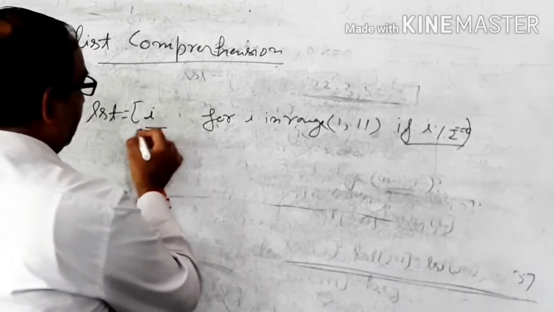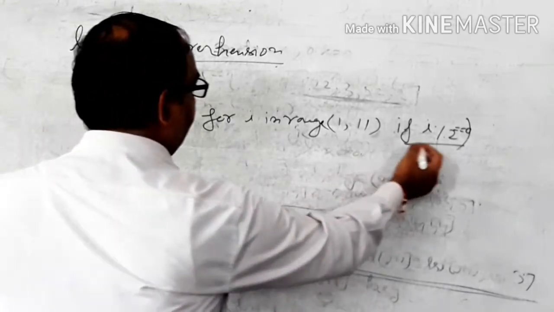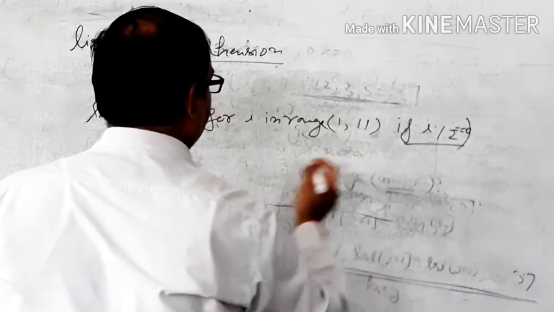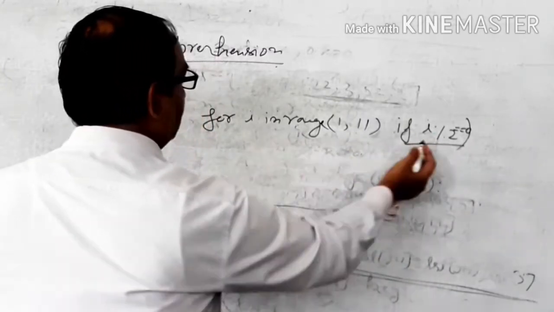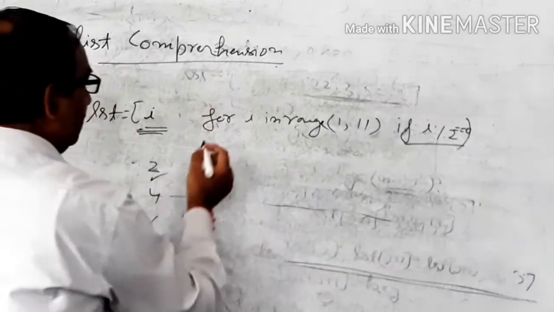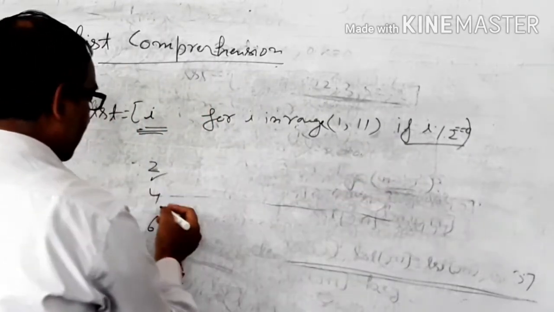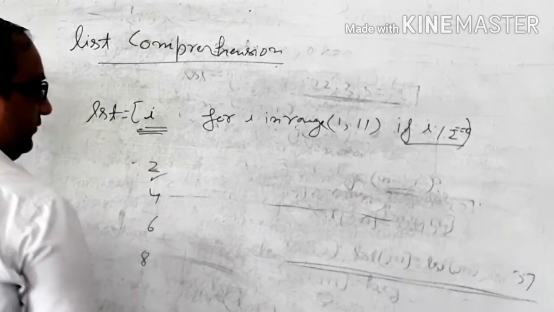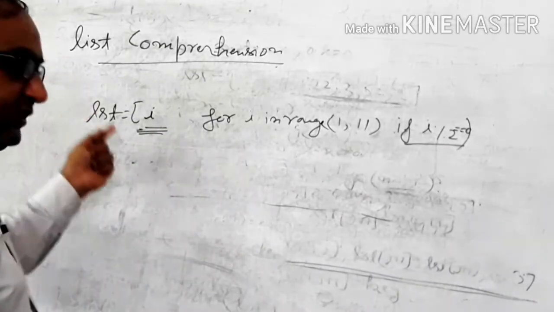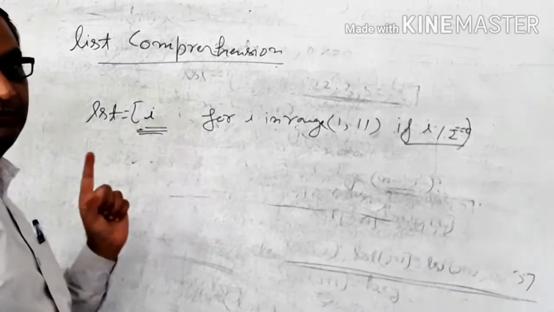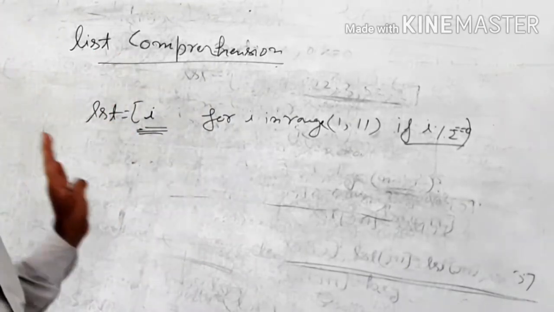So what's going on is that we take this value: if I modulus 2 double equal to 0. I contains the first number, 1 modulus 2 is not equal to 0; 2 modulus 2 is equal to 0, so print 2. Again 3 is not, then 2, 4, 6, so that is going on. So this is a very easy way to create the list in a single line with the help of a loop. This is known as list comprehension.